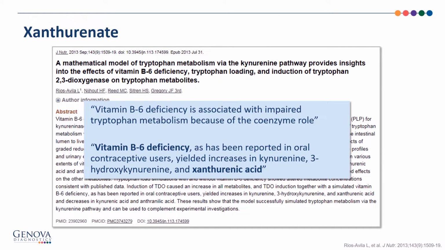Xanthurenate is another organic acid produced in tryptophan catabolism, and vitamin B6 we know plays a critical role in the utilization of tryptophan. This study found that B6 deficiency led to increased production of xanthurenic acid.